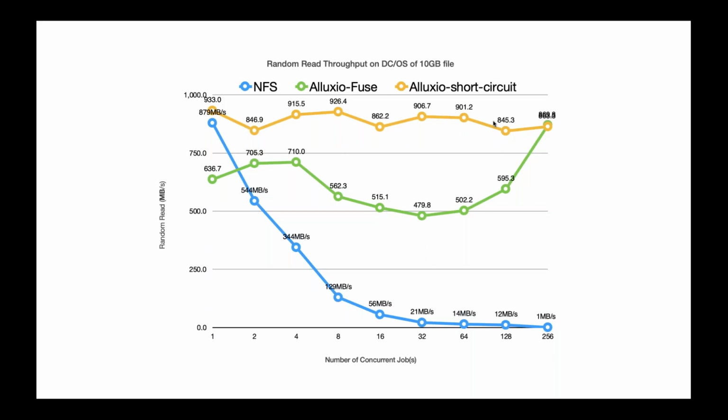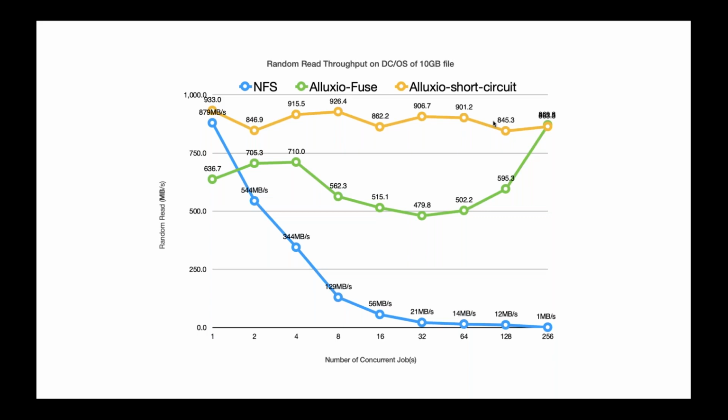So this chart is self-explanatory, but I'll just go over it. Basically, we're running a test with a 10 gig file size. On the x-axis, we have the number of concurrent jobs we're running. And on the y-axis, we do random reads, and we show the speed of the random reads.